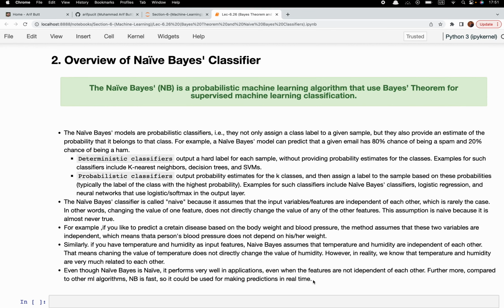Okay, I think now it is time to talk about the main agenda of today's session, that is naive-Bayes classifier, which is actually a probabilistic machine learning algorithm that uses Bayes' theorem for supervised machine learning classification. And remember, unlike deterministic classifiers like k-nearest neighbors, support vector machines and decision trees, which just output a hard label for each sample without providing probability estimates for the classes, probabilistic classifiers, like logistic regression, naive-Bayes and neural networks, output probability estimates for k classes and then assign the label to the sample based on these probabilities.